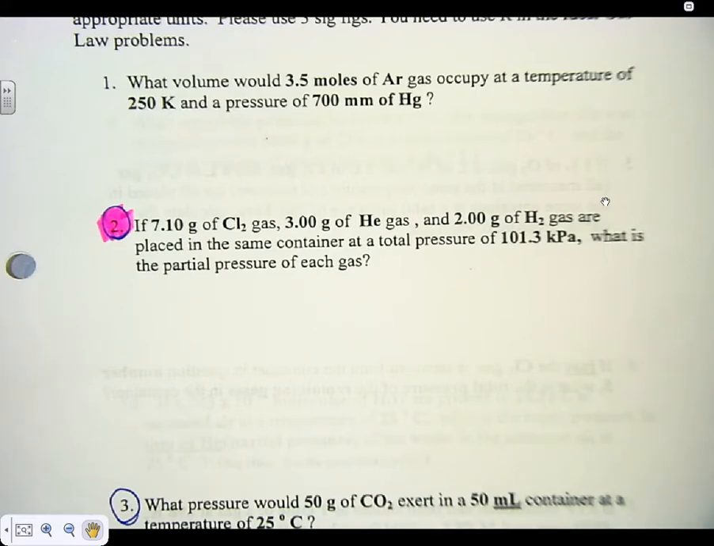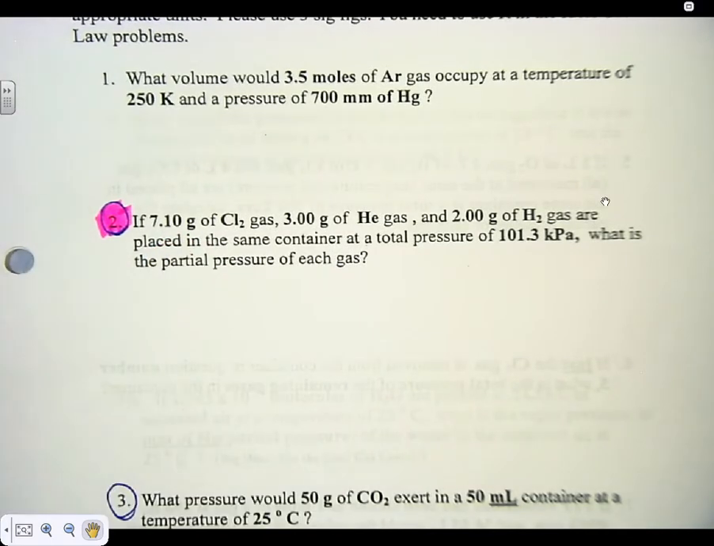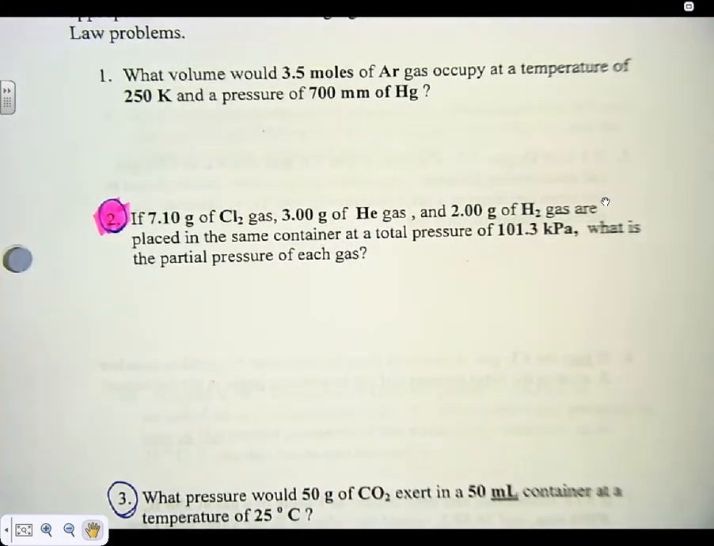Okay, notice we don't have percentages here, guys, so we're going to have to determine the percentages. However, we can't determine them by looking at the number of grams, because it's not the number of grams that are proportional, it's the number of moles. So the first thing we have to do is convert to moles, and then using the number of moles, we can determine the percentages and take those percentages of the total pressure to get the partial pressure of each one of these gases.